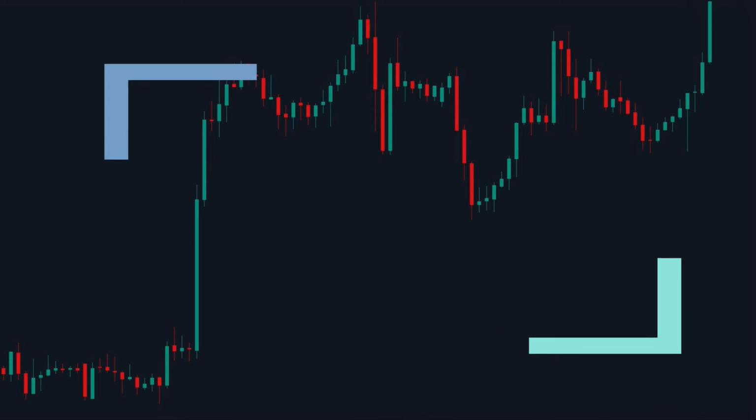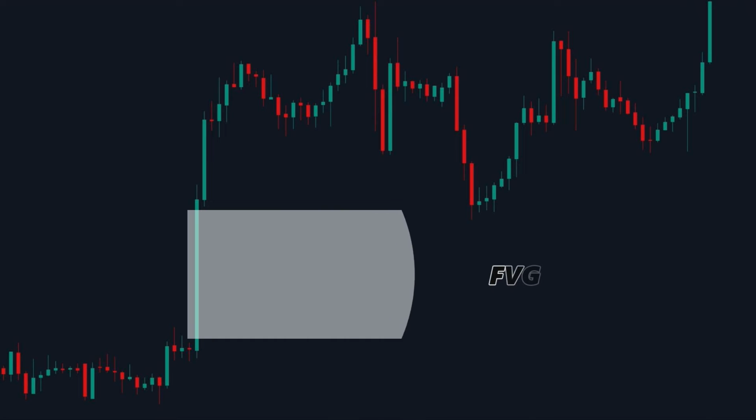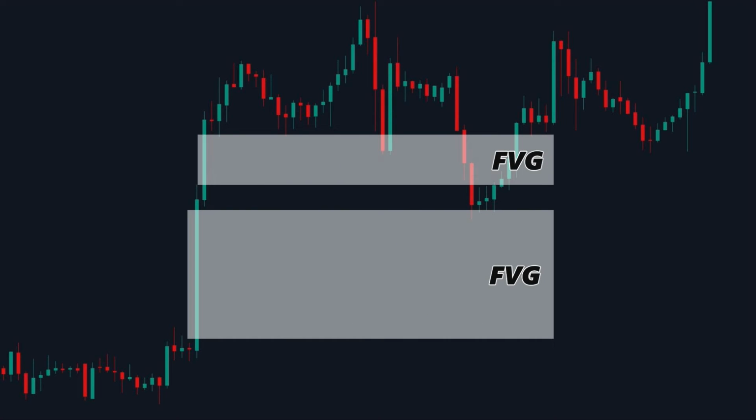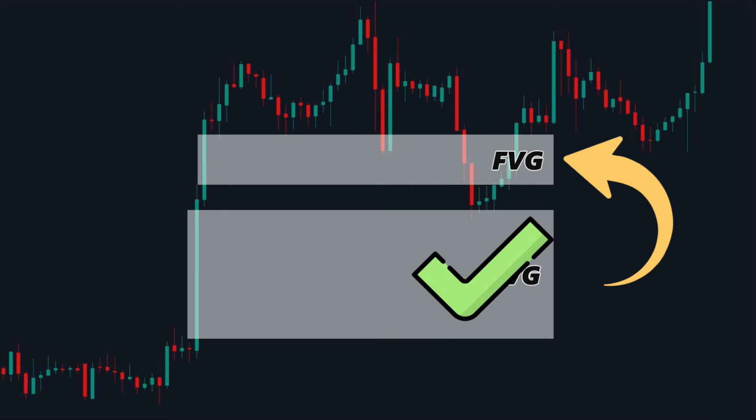In each chart we examined, following one fair value gap, another fair value gap had also formed. And in both cases, the first fair value gap had caused a price reversal. Always remember that if the price movement after a fair value gap leads to the formation of another fair value gap, it can be a valid area for us.